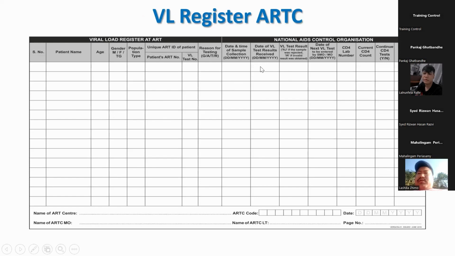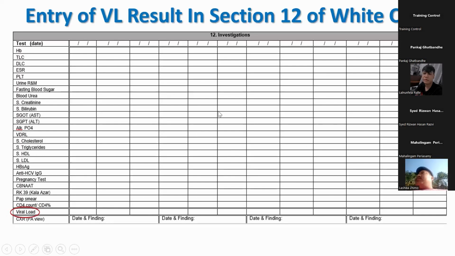So this is a sample viral load lab register which is maintained by the lab technician. Here you have to write the date of the viral load test result and then the viral load test result, and the next due date. So this is section 12 of the white card, where you can see the oval shaped color thing which we mark for viral load. Here they have to write the date and then the value.